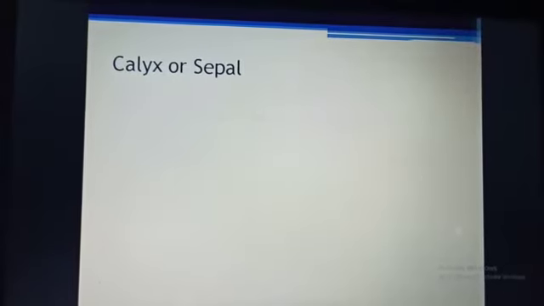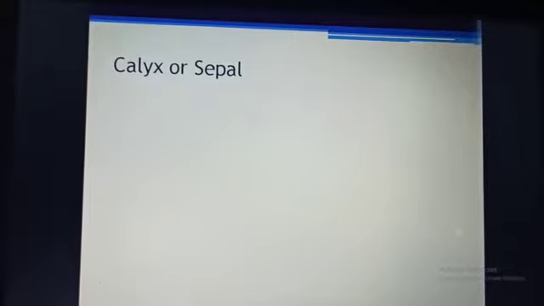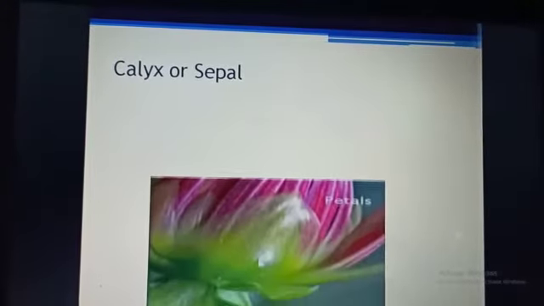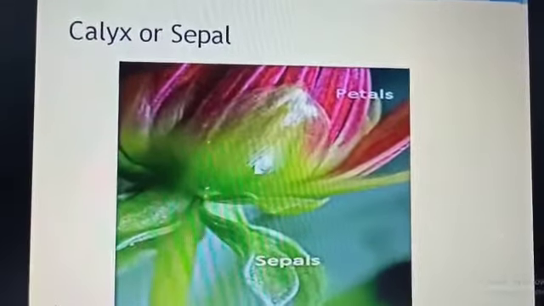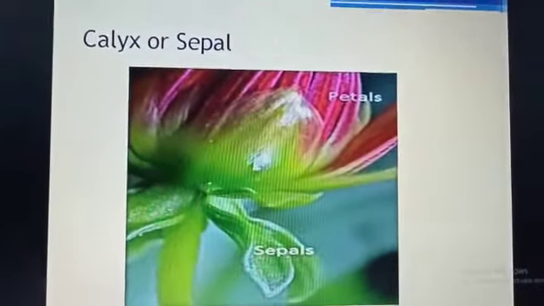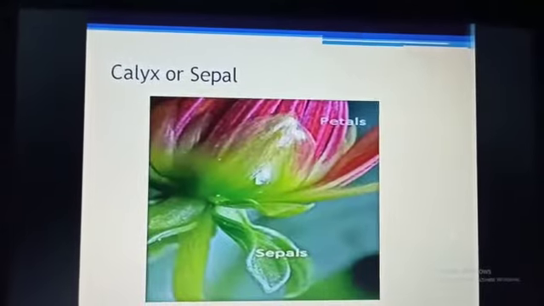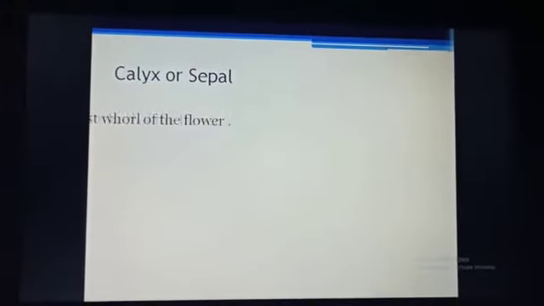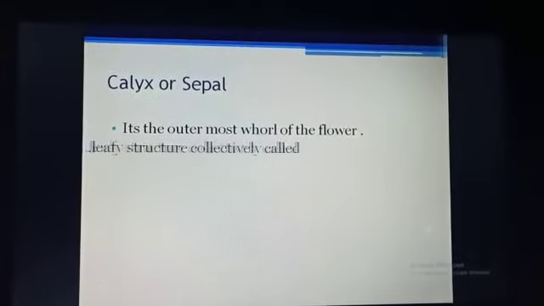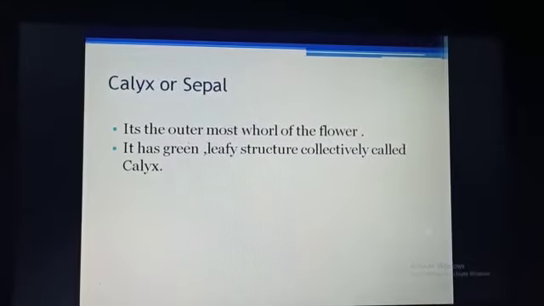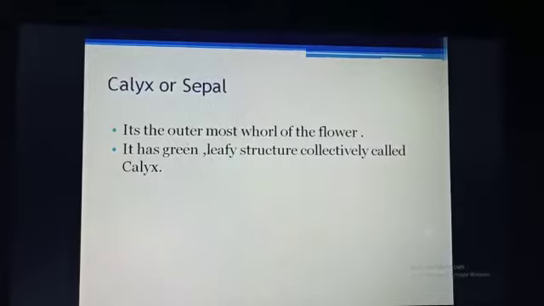Then there is the third part, that is calyx or sepal. Here you will see in this diagram how sepal looks like. It is the outermost whorl of the flower. It has green leafy structures collectively called the calyx.